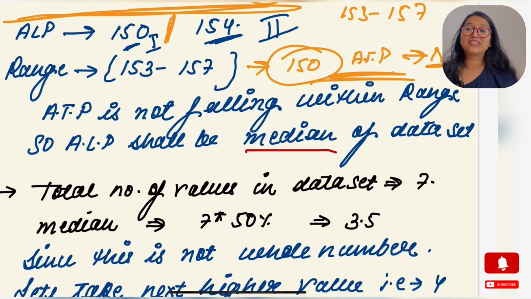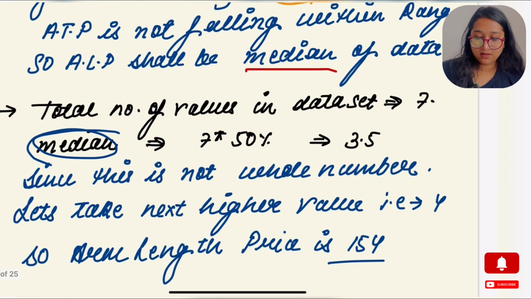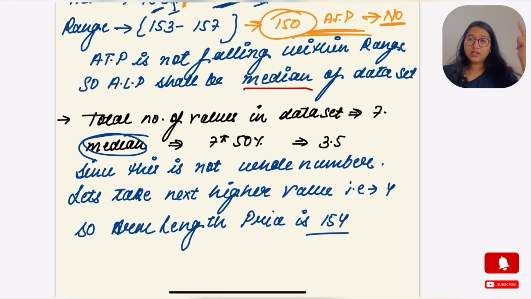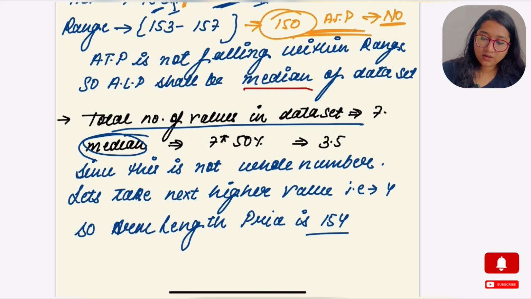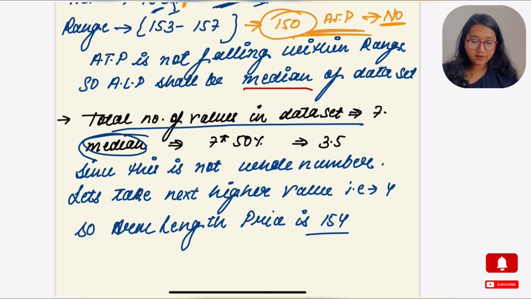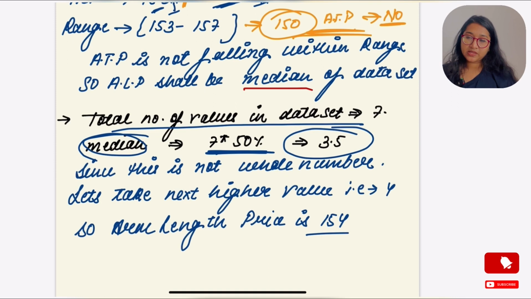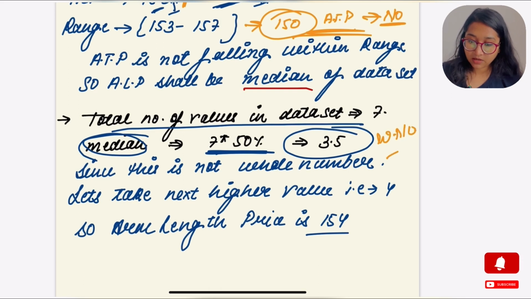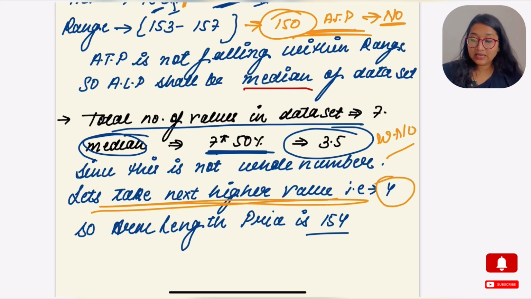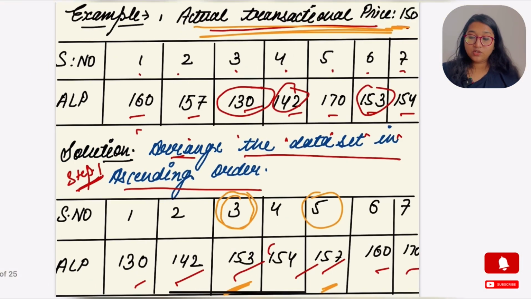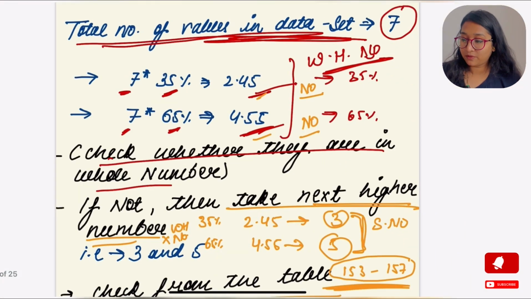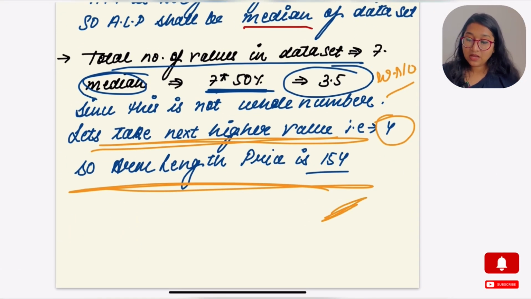When the actual transactional price does not fall under that range, in that case we are going to take the median. Earlier we were taking 35% and 65%, right? So the median is 50%. The total number of values in the data set is 7, and the median is 50%. 50% of 7 would be 3.5. Again, this is not a whole number. Is this a whole number? No, this is not a whole number. In this case, let's take the next higher value, which is 4. So the arm length price, let's check the table, is 154. Got it? So our arm length price would be 154.